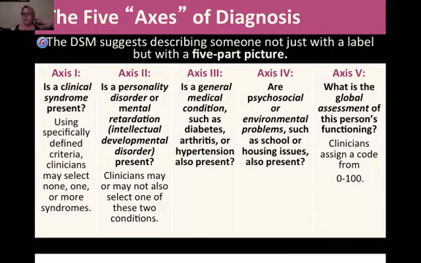Axis four is psychosocial and environmental problems, such as school or housing issues: are those present? And lastly, we have a global assessment on axis five, which is the person's functioning, and you get assigned a code from 0 to 100. 100 is good, 0 is bad. So really make sure that you understand and can identify and describe each of these five axes of the DSM. We're going to talk about these in a lot more detail in class and go over the importance of each. But it's really important that you can identify all five.